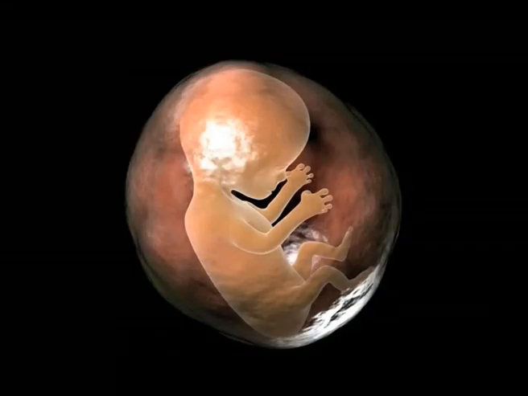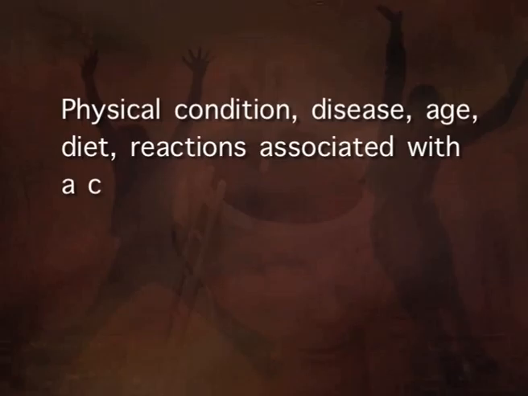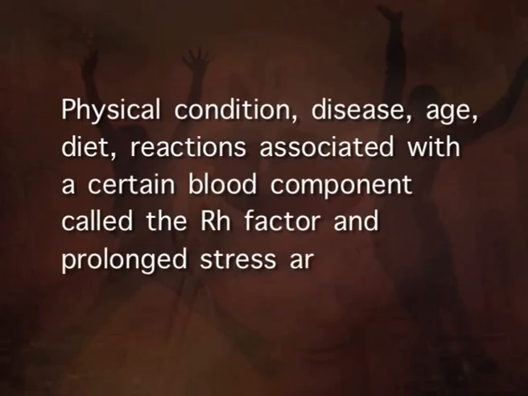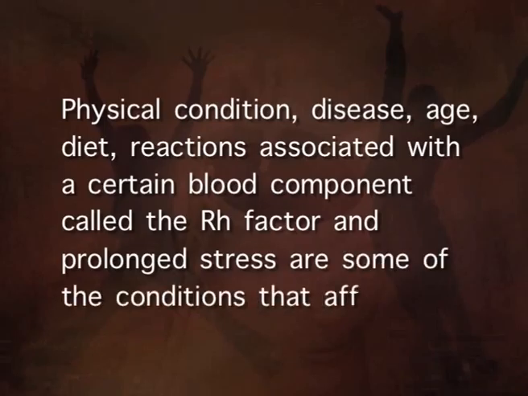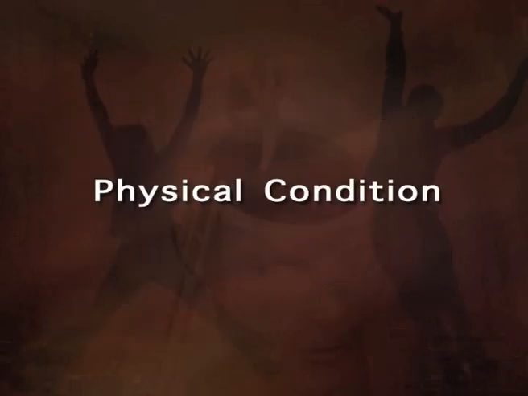Aspects relating to the mother may also cause dangers to the child in her womb. The mother's knowledge of what is taking place in her body can be very important. Her physical condition, diseases, age, diet, reactions associated with a certain blood component called the Rh factor, and prolonged stress are some of the conditions that affect the prenatal child. First up, we look at physical condition. This can significantly affect the baby's development.